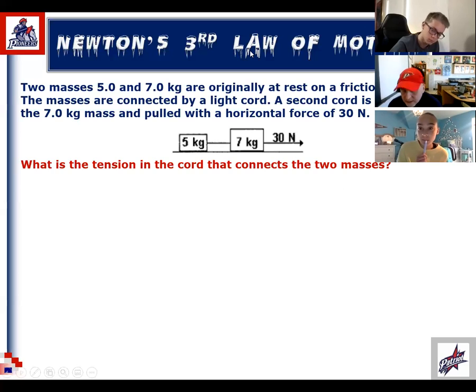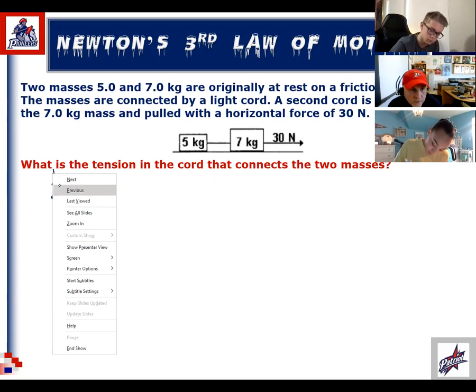So you have two masses. The first thing you want to do is make a force diagram for each one. So you have a normal. I don't know why it keeps doing that.